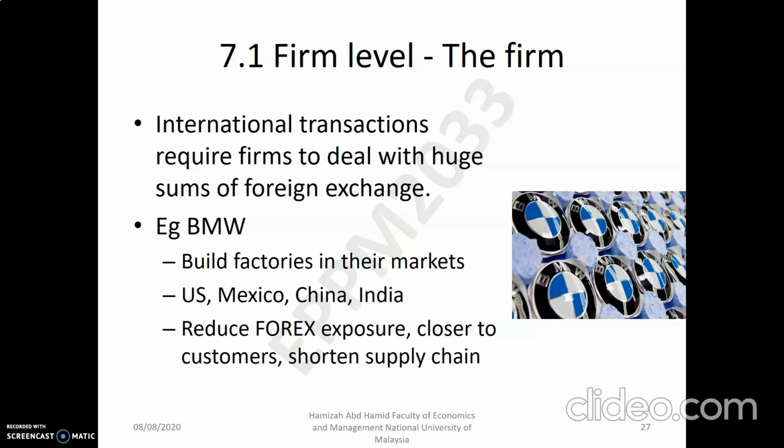Companies like BMW, they build factories in their markets. What does this mean? If the market is in the US, there is a factory in the US. If they are targeting the China market, there is a BMW factory in China. So this will reduce foreign exchange exposure, the currency risk. They are also closer to the customers and also shorten supply chain. This is how some companies manage the changes in currency.